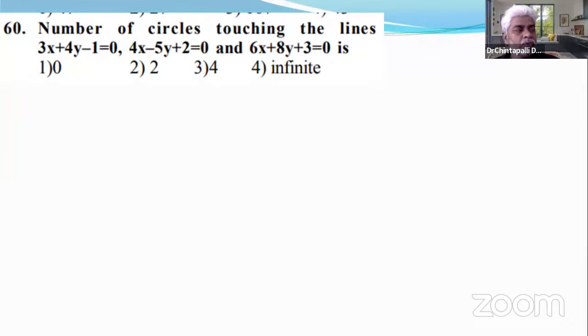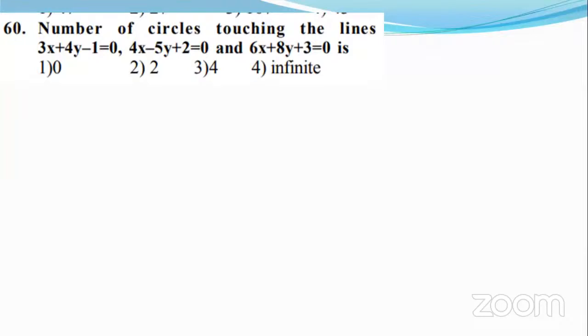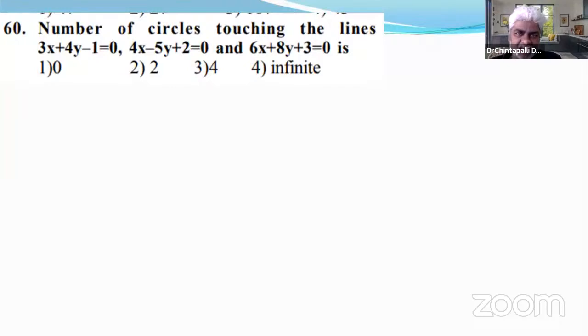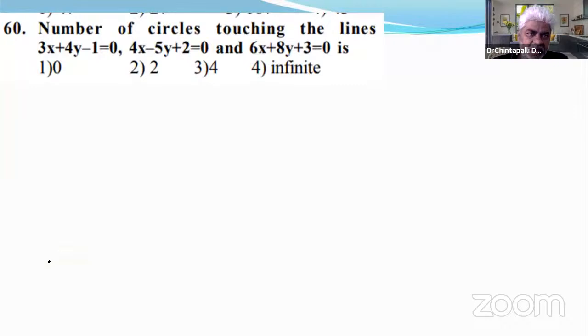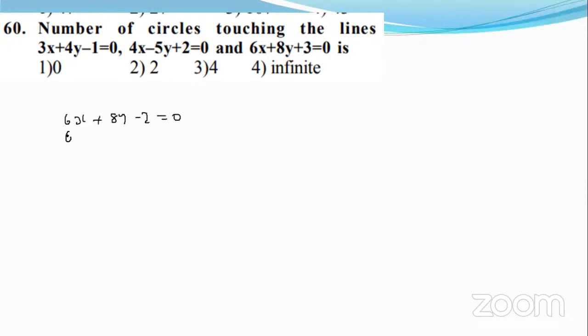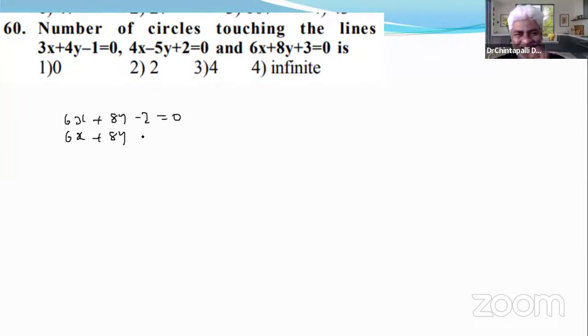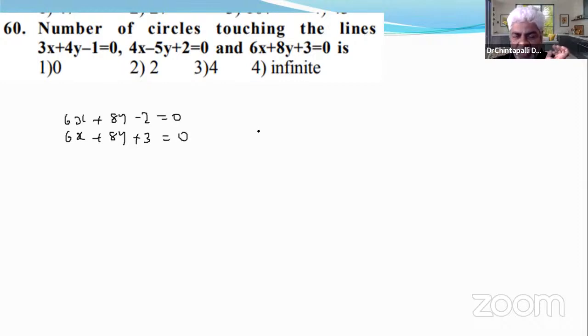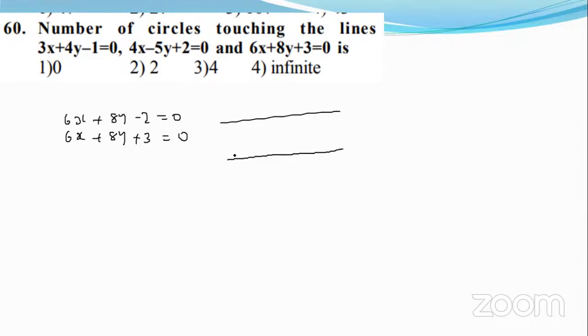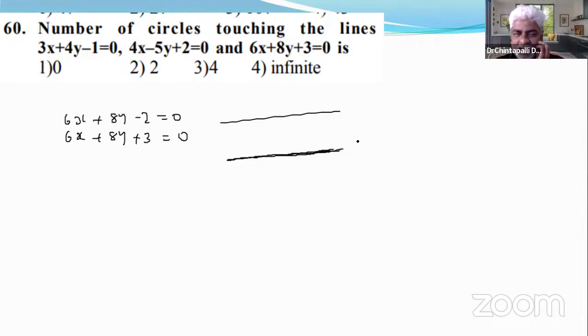I got an absurd statement when I solved. Which lines did you choose to solve? The first and third one. Very good. So I multiplied the first equation by 2 and got 6x plus 8y minus 2 equals 0. Next, 6x plus 8y plus 3 equals 0. So they are parallel lines. No solution, you are right. These are parallel lines, that means no solution. They never meet, that's why there is no solution for it.